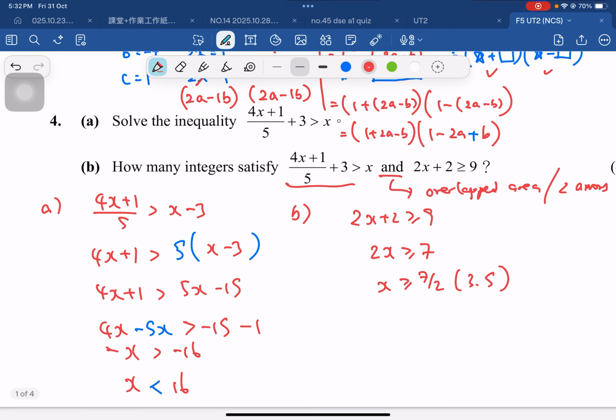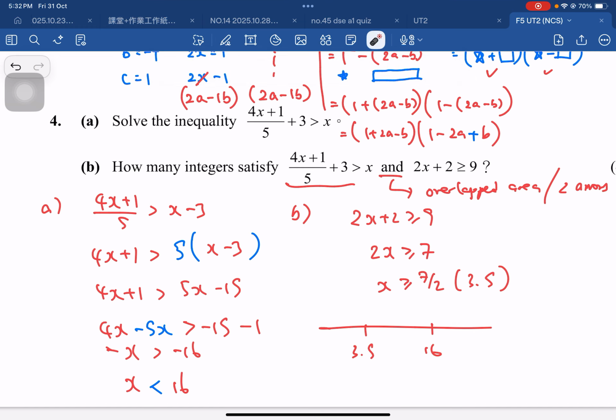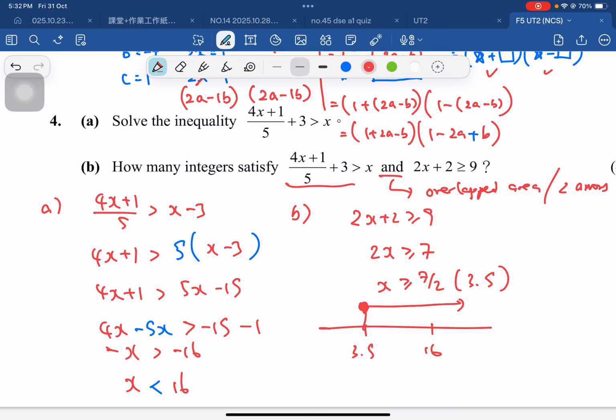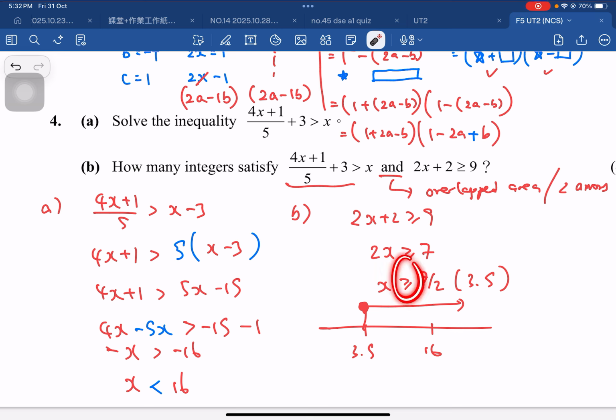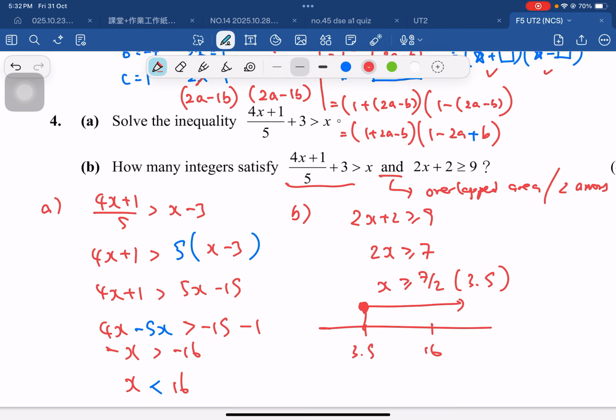Okay, then we need to draw the diagram. So this is 3.5, this is 16. Because 3.5 is smaller, it's on the left, 16 is larger, it's on the right. We need to think about that here. So x is greater than or equal to 3.5, so it's going to the right. Then we can draw it with a solid circle, because we're including this 3.5. And for 16, x is smaller, you see this one is going to the left. Then we can go to the left.